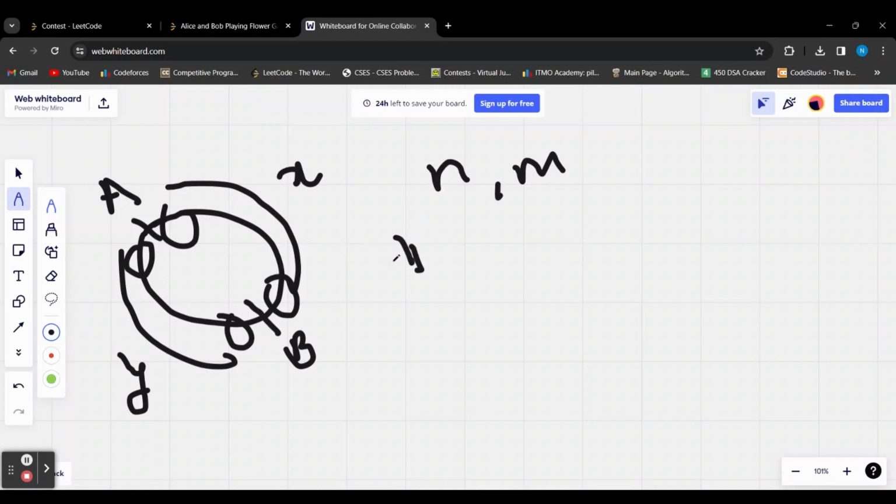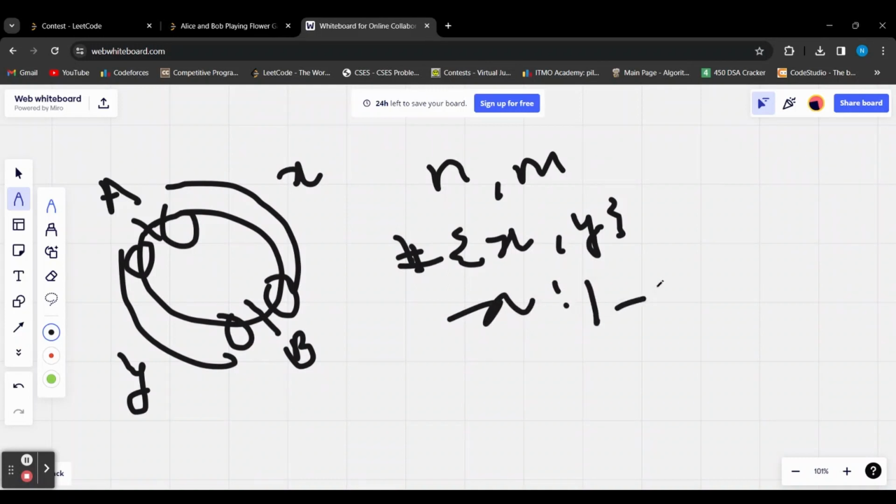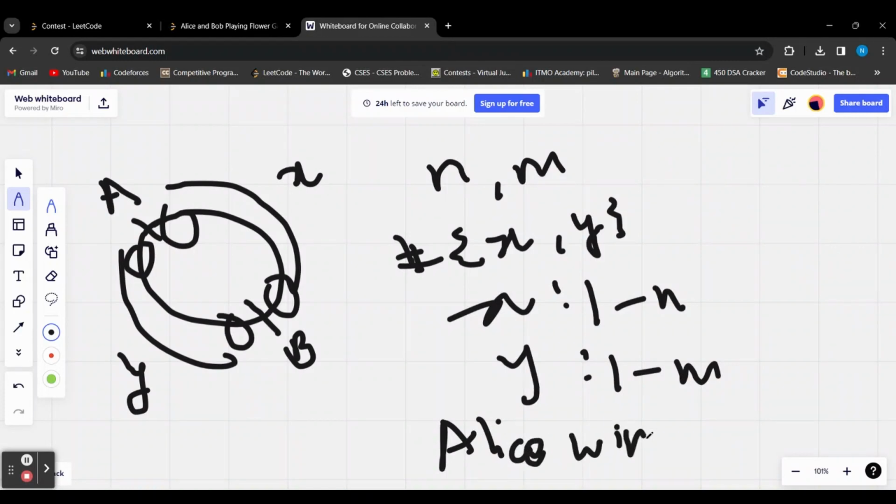We have to find the number of pairs of x and y such that x belongs to this range and y belongs to this range. Also, we have to make sure that the number of pairs are such so that Alice always wins. So this is the question. Let's discuss the approach.